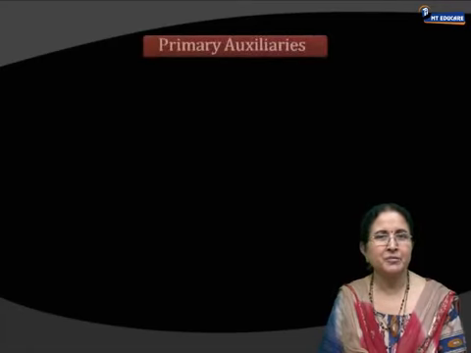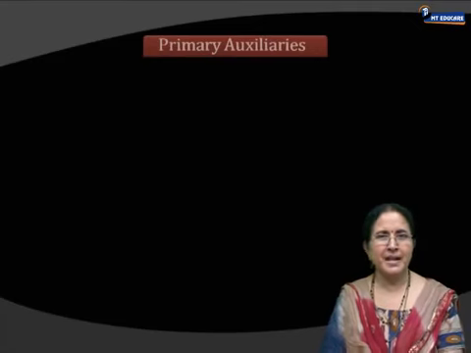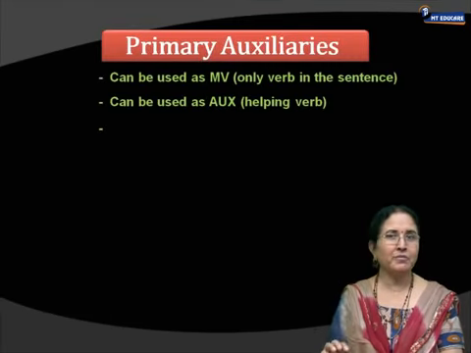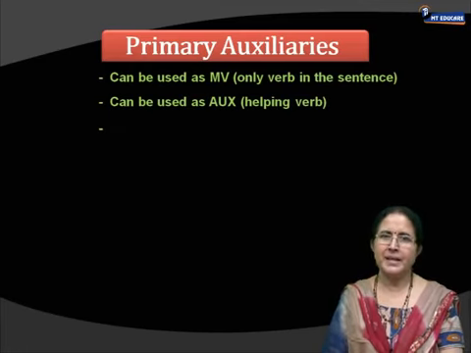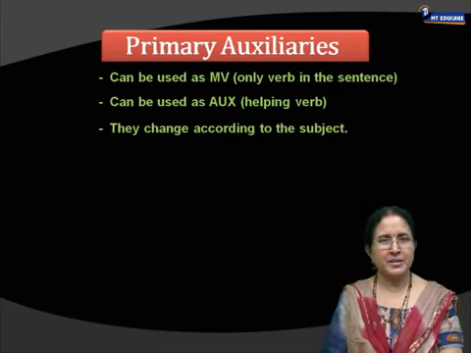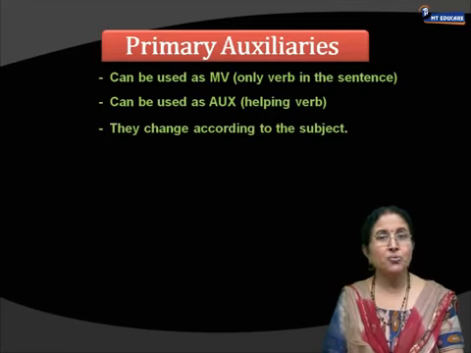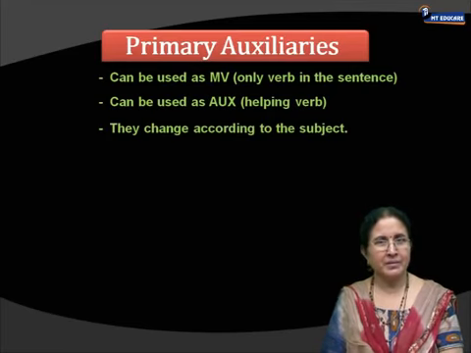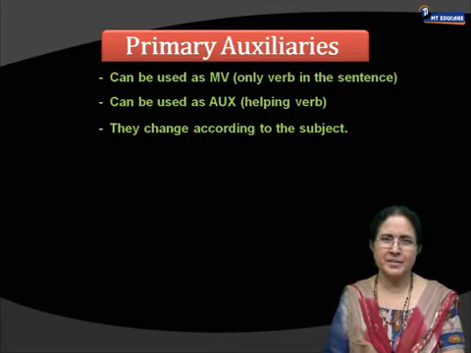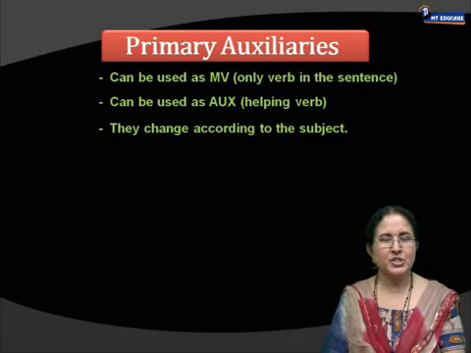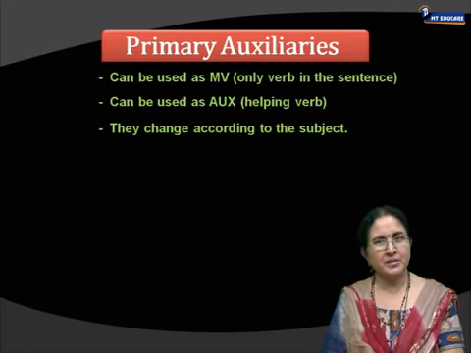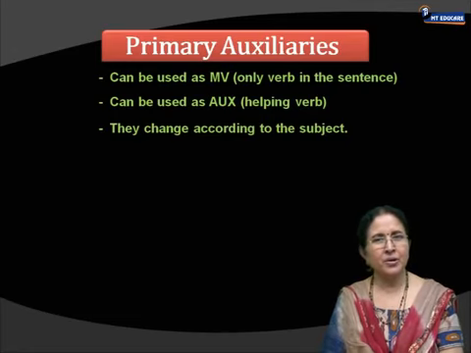These are the basic features of primary auxiliaries. Primary auxiliaries can be used as main verbs. Main verb means the only verb in the sentence. Primary auxiliaries can be used as auxiliaries too, as helping verbs. They can change according to the subject. In other words, supposing I say, I am, but she is, he is, you are a girl, you are a boy, he is a boy, he is a girl. So with he and she, we say is; with you and we are children, are is the verb. So accordingly, a primary auxiliary can change if the subject is first person, second person, third person, or if the subject is, as I said, singular or plural.